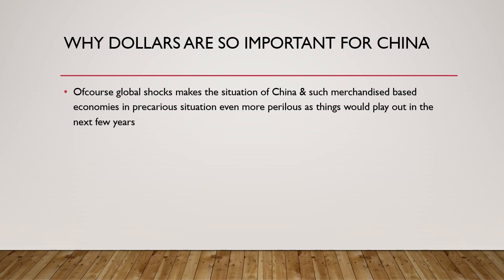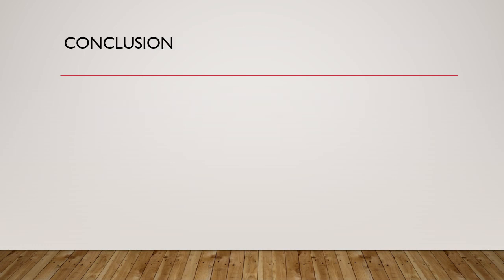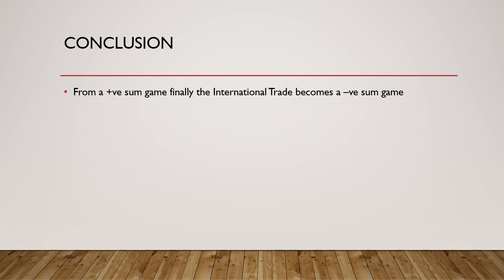And as we have discussed in the previous slides, the global shocks make the situation worse and accelerate this process even faster, thus putting all these mercantilist countries and economies, which are in a precarious situation, in even more perilous situations over the next few years going forward. So in conclusion, we can say that international trade in the given system turns from a positive sum game finally into a negative sum game.